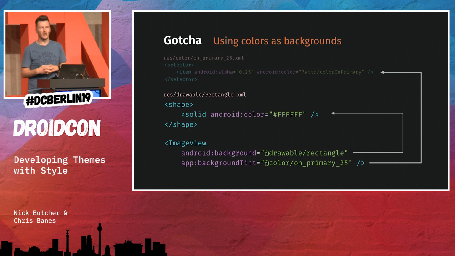So what we can do to work around that is by using background tint. That's another feature in View. So we're going to create a drawable, which is just a rectangle. You can reuse that in all the views you want. And then we're going to dynamically tint that on the view using the backgroundTint variable. And that gives us the same effect.